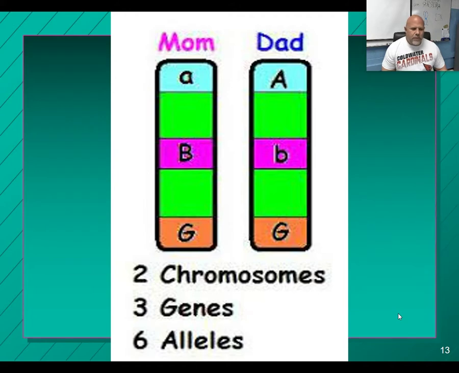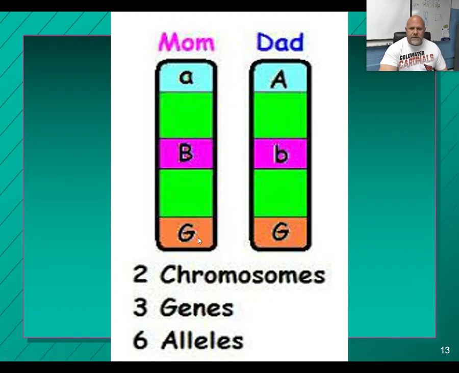So a chromosome is something we find genes on, and we get one chromosome from our mom and one chromosome from our dad. And the genes on those chromosomes aren't always the same that we get from mom and dad. And so you can see in my example here, we have two chromosomes, a mom chromosome and a dad chromosome. The genes on these chromosomes are gene A, B, and G.